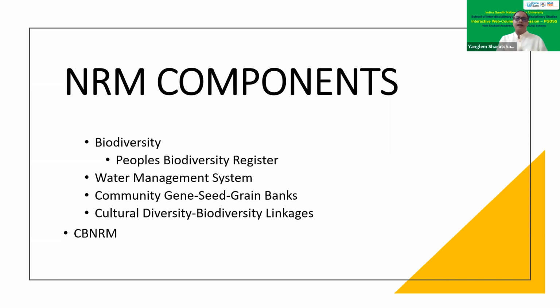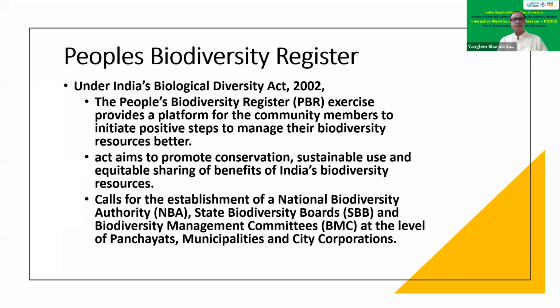If you look into that, one is biodiversity, then second is water management. When you talk about biodiversity and water management systems, automatically it includes your soil, meaning land and soil. Based on your study material, I'm linking this up. Then communities, gene and seed grain banks we are going to discuss, and the cultural diversity and biodiversity linkage. This is very important also. If we have to look at those components of natural resource management, then only will we be able to achieve it through community-based natural resource management, CBNRM.